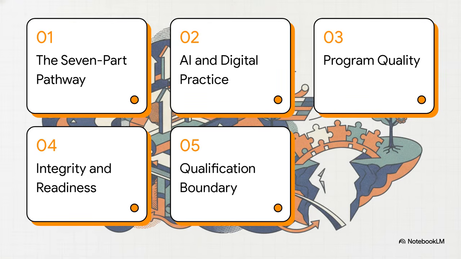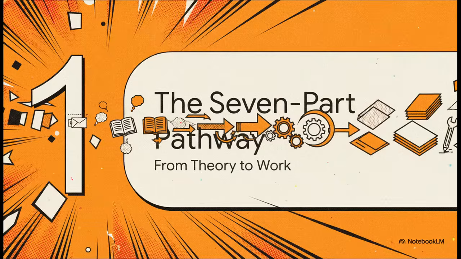We're going to cover Section 1, the 7-part pathway, Section 2, AI and digital practice, Section 3, program quality and evidence, Section 4, organizational integrity and readiness, and then wrap up with Section 5, the qualification boundary. So starting with Section 1, the 7-part pathway, from theory to auditable work.